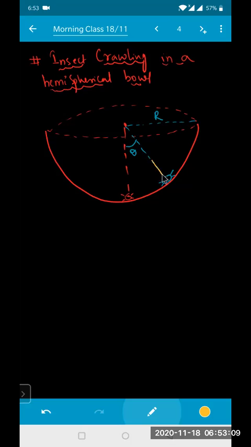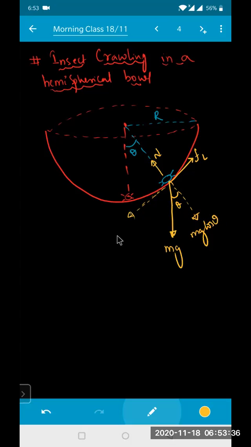So normal will be in this direction. It is ready to move down, so friction will be in this direction, that will be equal to F. Since it is ready to move in the downward direction, opposite to the motion there will be friction. So this is the weight mg. If I resolve this into components, this one is also theta. So this will be mg cos theta, and this one will be mg sin theta. This will be crawling down because of the force mg sin theta.